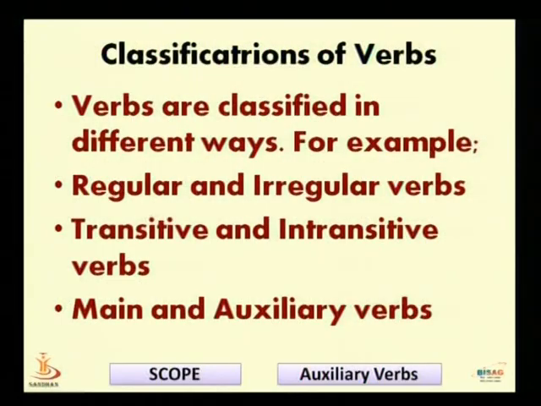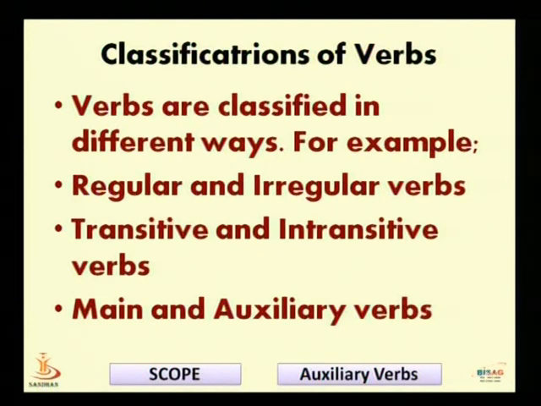So this is the first kind of classification of verbs, and I think it is very commonplace for us to remember this. It is just on the basis of the past and past participle forms that we can isolate which verb is a regular verb and which is not. So it is very easy for us to remember. Next is transitive and intransitive verbs. This type of verbs we generally remember when we are doing the exercises on the active and passive voices. So the verbs which take objects are transitive verbs.